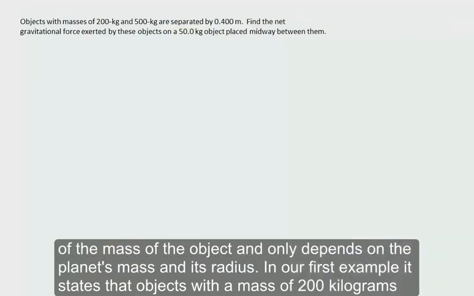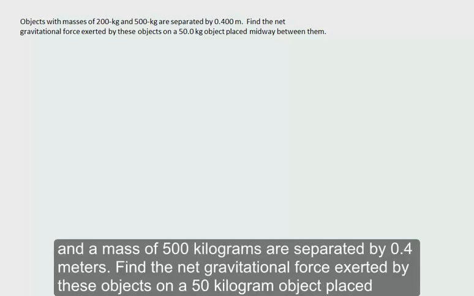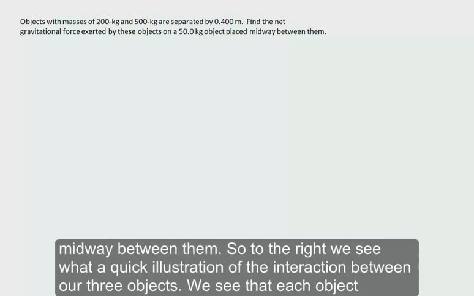In our first example, it states that objects with a mass of 200 kilograms and a mass of 500 kilograms are separated by 0.4 meters. Find the net gravitational force exerted by these objects on a 50 kilogram object placed midway between them.